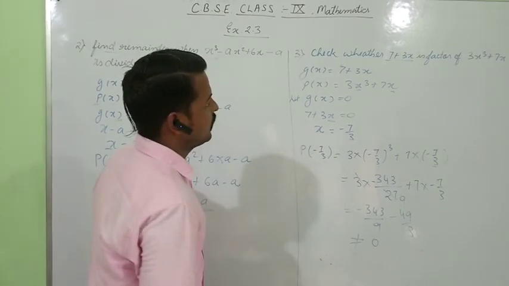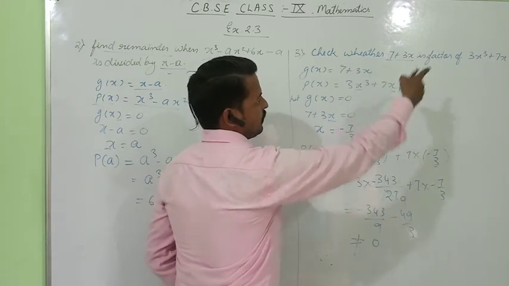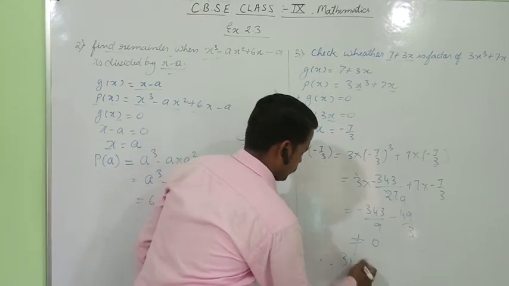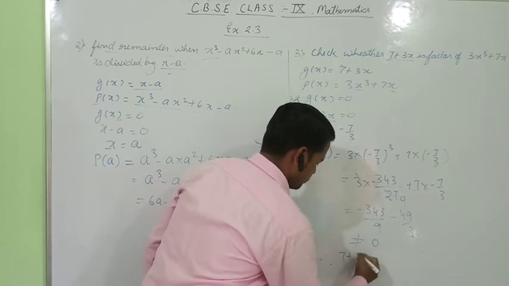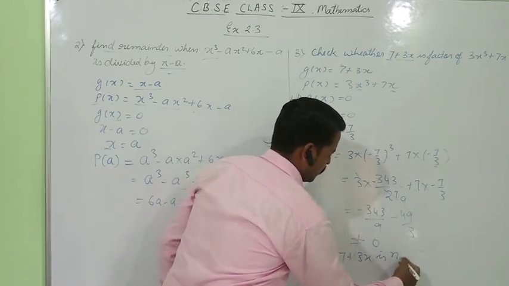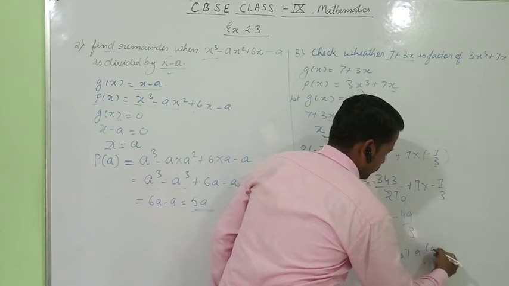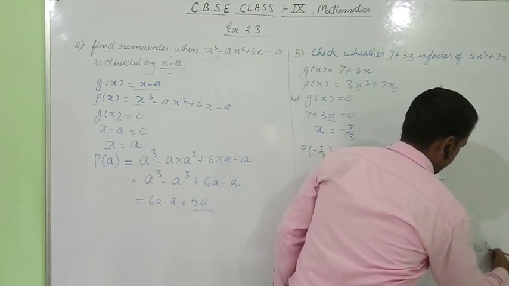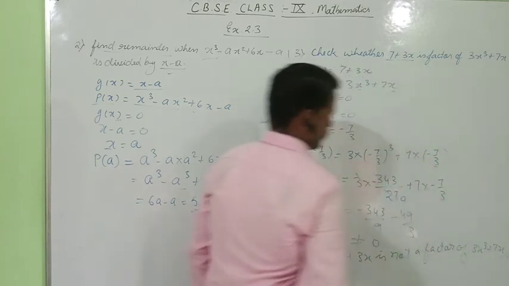Therefore we'll write: this is not a factor of 3x cube plus 7x. So therefore 7 plus 3x is not a factor of 3x cube plus 7x. That's your answer.